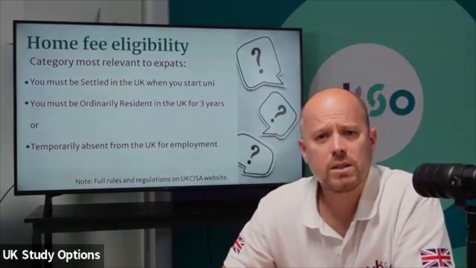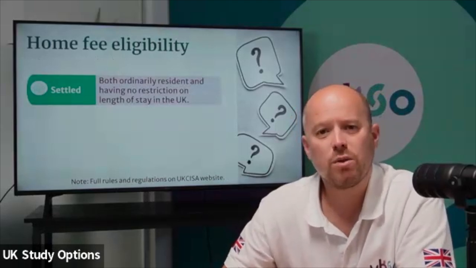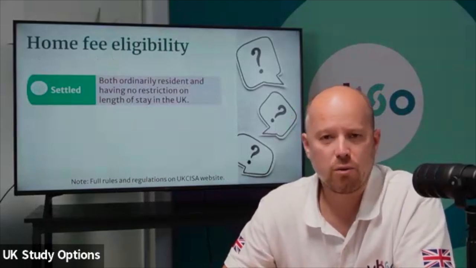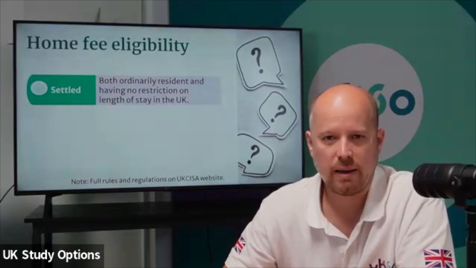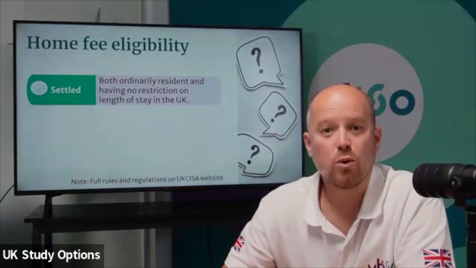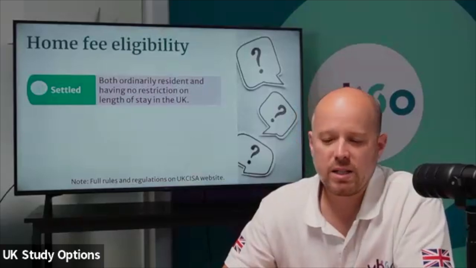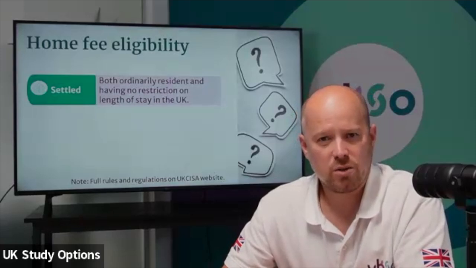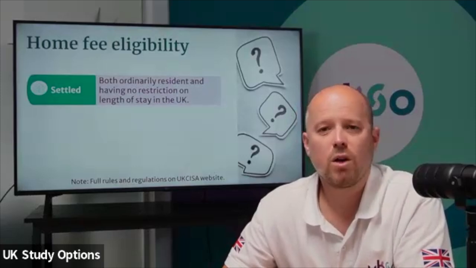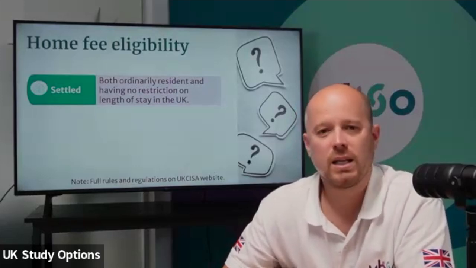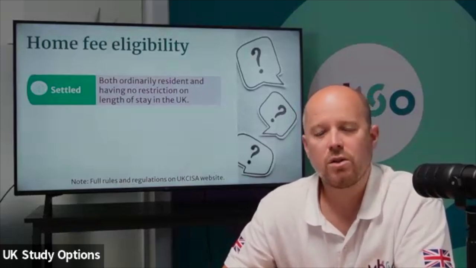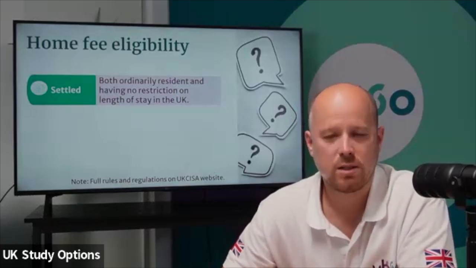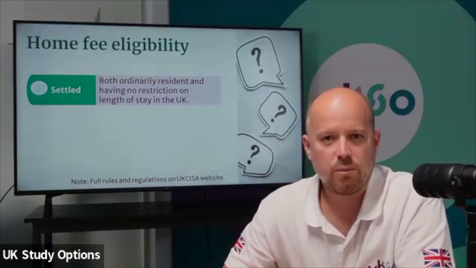So if we look at some of these key terms in more detail, settled, what does settled mean? It means both ordinarily resident and having no restriction on the length of stay in the UK. So we are going to look at ordinary residence next, but essentially this is an immigration requirement. So if you are a British national, if you have a passport from the Republic of Ireland, you have no restriction on entering and staying in the UK as long as you like. So you have the potential to show how you can be settled. But there are wider groups that can meet this requirement as well.